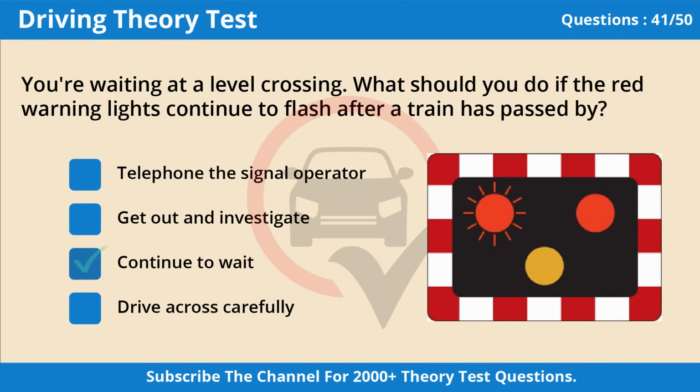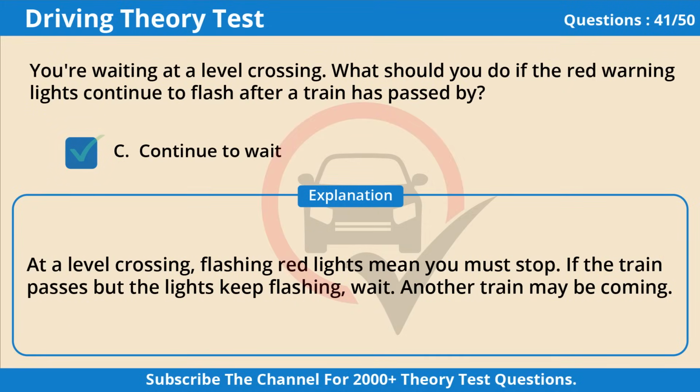C. Continue to wait. At a level crossing, flashing red lights mean you must stop. If the train passes but the lights keep flashing, wait. Another train may be coming.